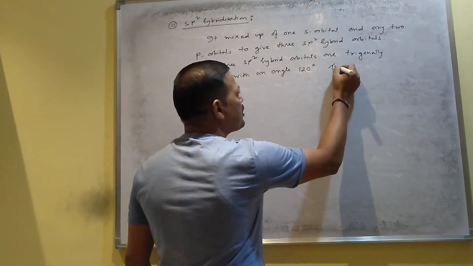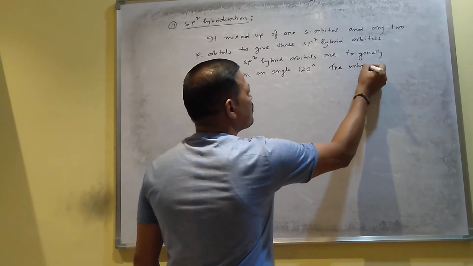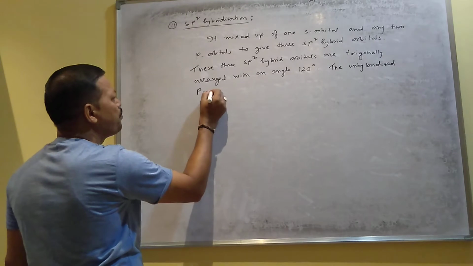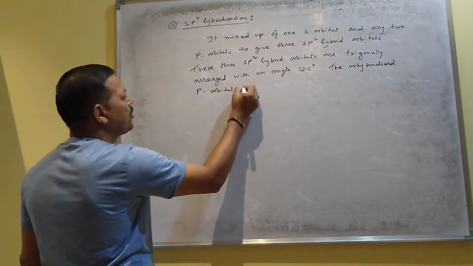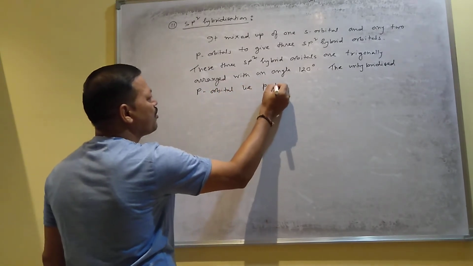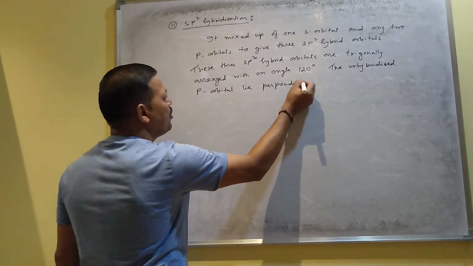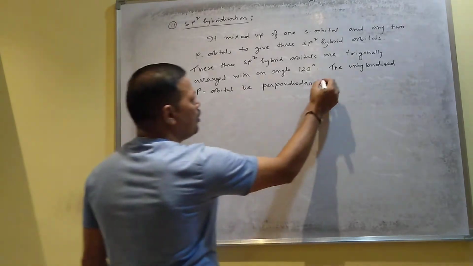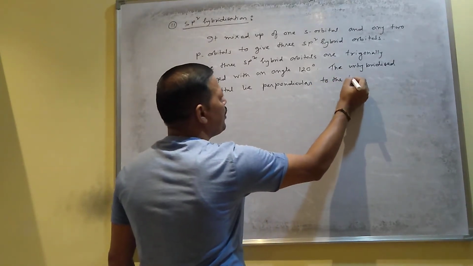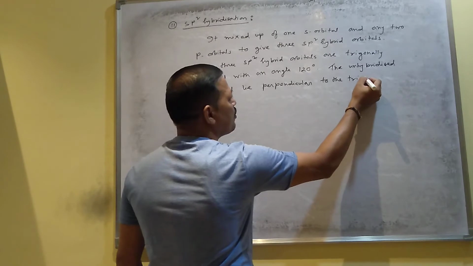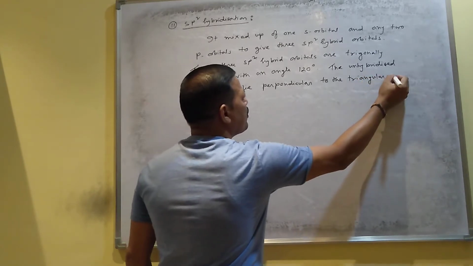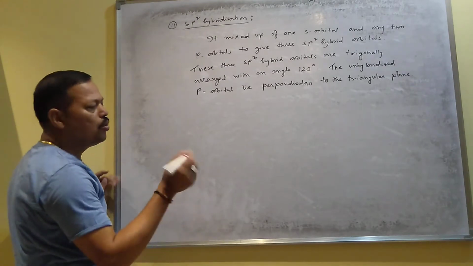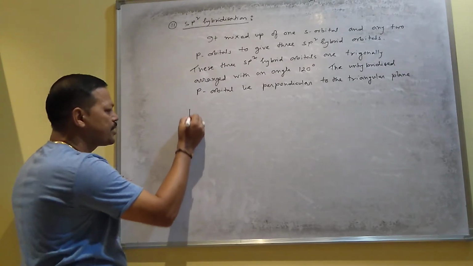The unhybridized p orbital lies perpendicular to the triangular plane. Now let's see how the mixing takes place.